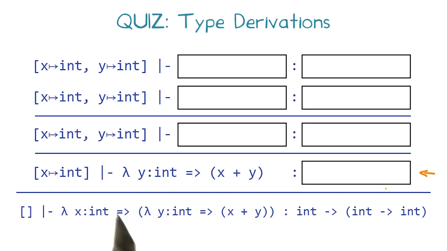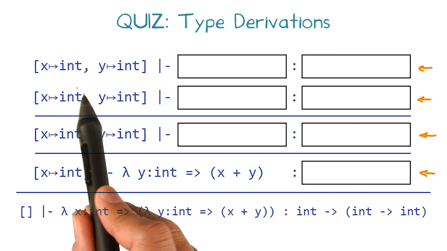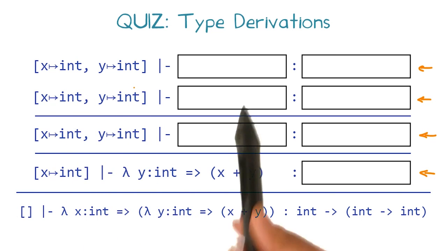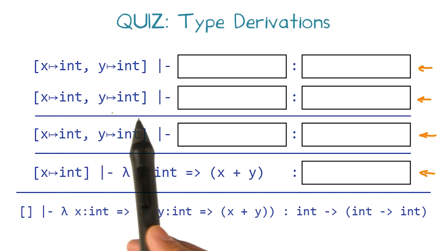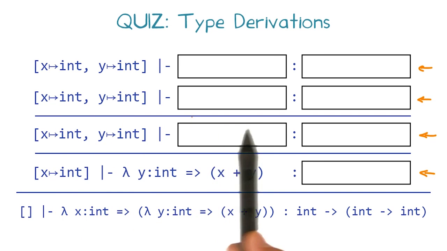This hypothesis itself is the conclusion of another derivation, whose hypothesis is under the environment mapping x to type int and y to type int, it is provable that blank has type blank. This type judgment is the conclusion of yet another derivation with two hypotheses. Under the environment mapping x to type int and y to type int, it is provable that blank is of type blank, and under the environment mapping x to type int and y to type int, it is provable that blank is of type blank.